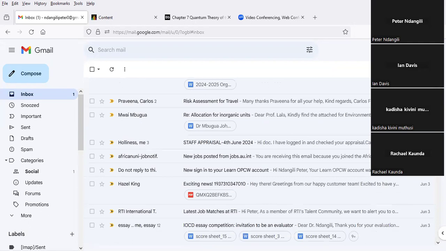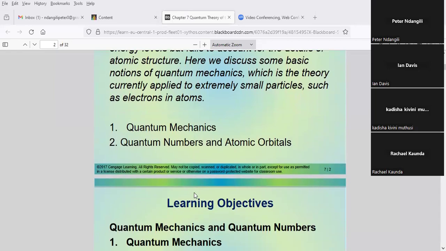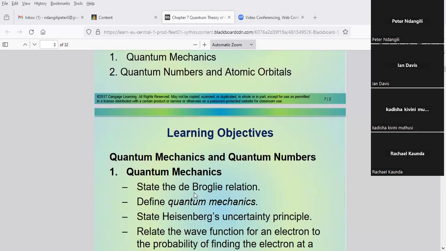So we go on. Let me pull down something here so that I can have access to my notes. We are discussing some basic notions of quantum mechanics, which is the theory currently applied to extremely small particles, such as the electrons in atoms. Therefore, we'll be looking at quantum mechanics and quantum numbers, as well as orbitals. And what are the learning objectives of today's lesson?